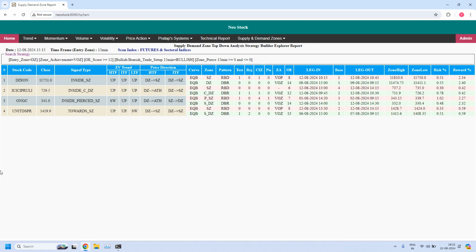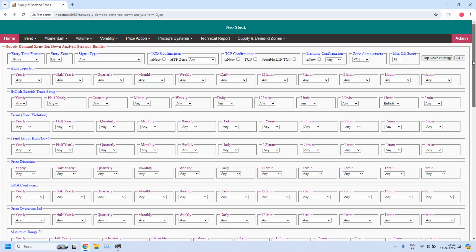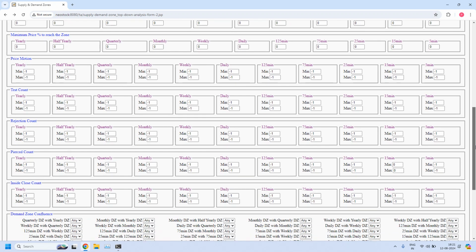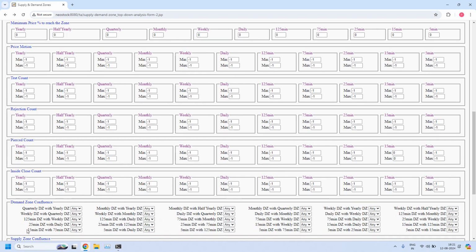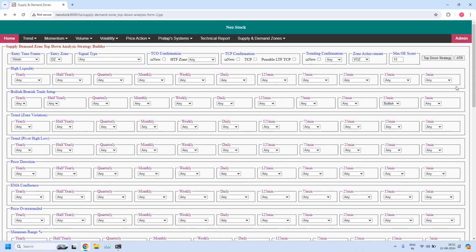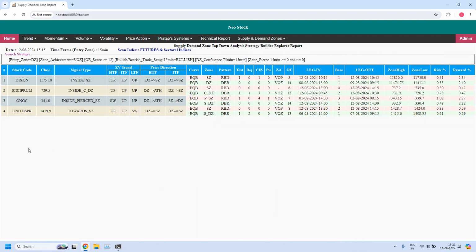Now let's verify how many of these stocks are having confluence with ITF time frame. For 15 minutes, ITF is 75 minutes. So 15 minutes and 75 minutes demand zone confluence we should look for. This is the one: 15 minutes demand zone with 75 minutes demand zone we enabled. Let's verify. Oh, all 4 stocks are having confluence with 75 minute zones. Excellent.